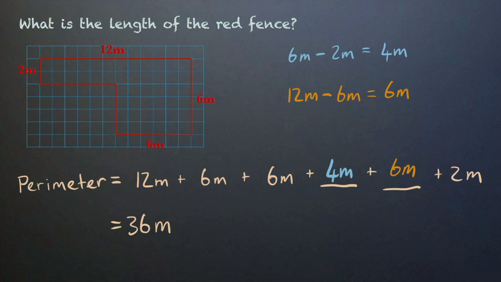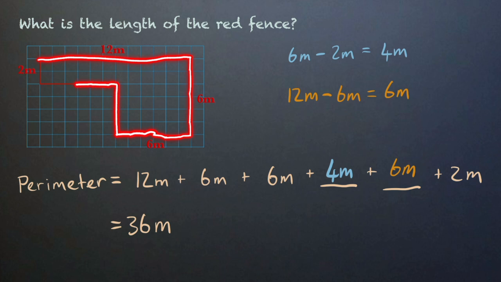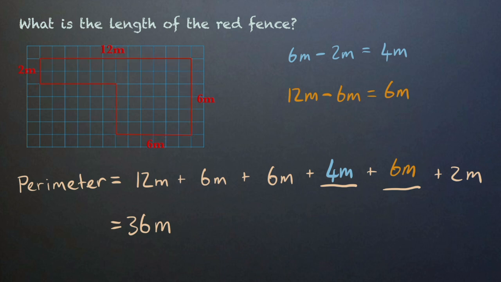So I've got 12, 1, 2, 3, 4, 5, 6, 7, 8, 9, 10, 11, 12, 13, 14, 15, 16, 17, 18, 19, 20, 21, 22, 23, 24, 25, 26, 27, 28, 29, 30, 31, 32, 33, 34, 35, 36. Yes, our distance around the outside is 36 meters.